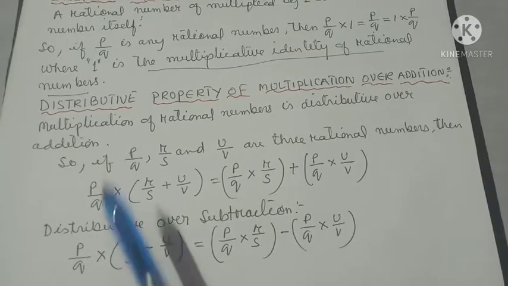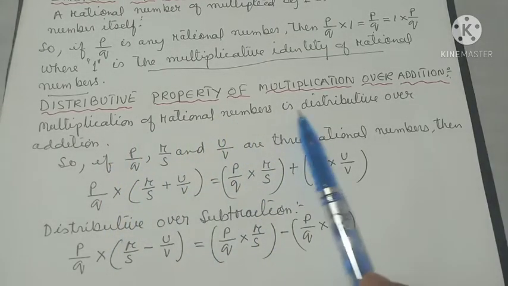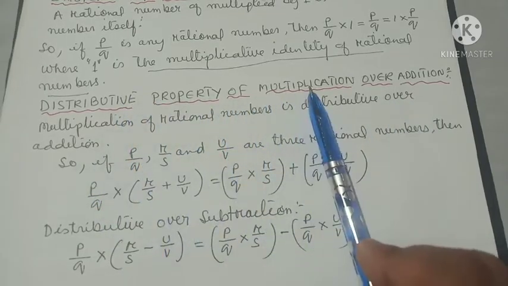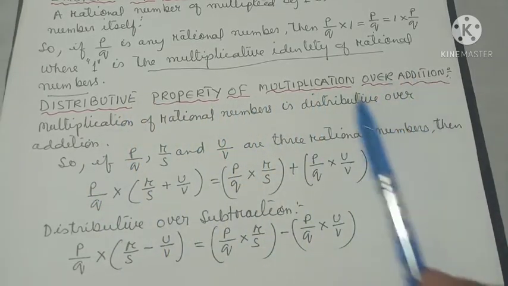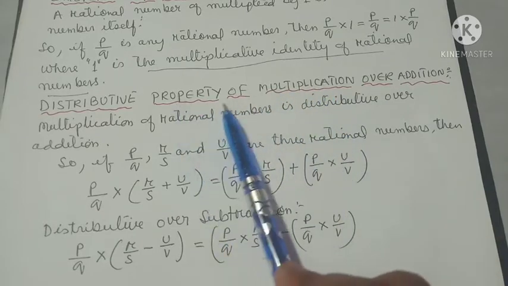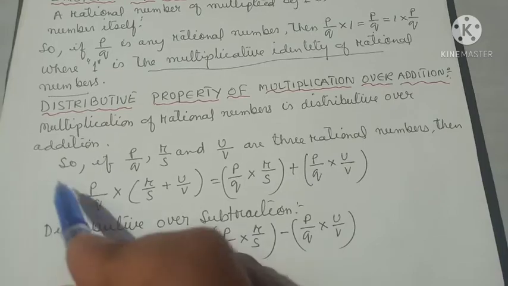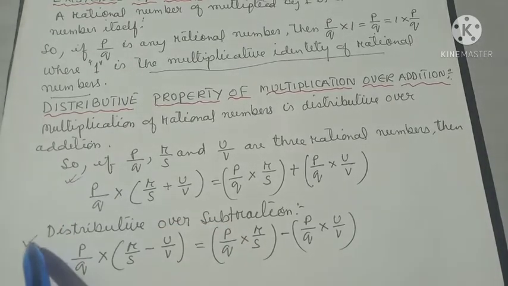Multiplication of rational numbers is distributive over addition. The distributive property of multiplication over addition. There are two types: distributive properties of multiplication over addition and over subtraction. The first one is for addition. The second one is for subtraction.